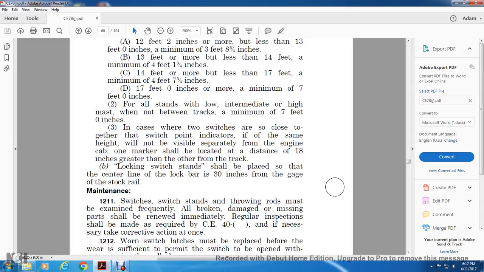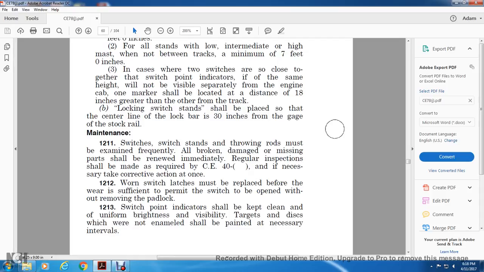In case two switches are close together with a switch point indicator, the same height will not be visible separately from the engine cab. One marker should be located at a distance of 18 inches greater than on the other side from the track. Switch stands shall be placed so that the center line of the locker bar is 30 inches from the gauge of the stock rail.